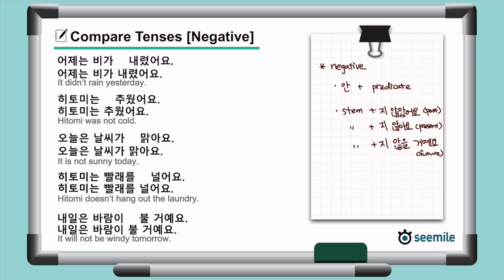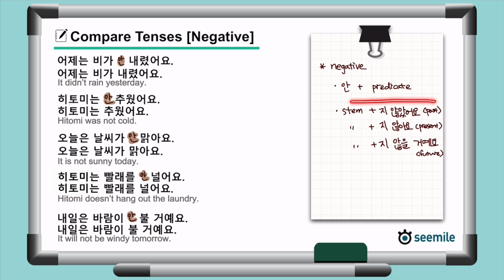Let's make these sentences negative. One way is just adding 안 in front of the predicate regardless of the tense. So, 어제는 비가 안 내렸어요. 히토미는 안 추웠어요. 오늘은 날씨가 안 맑아요. 히토미는 빨래를 안 널어요. 내일은 바람이 안 불 거예요.